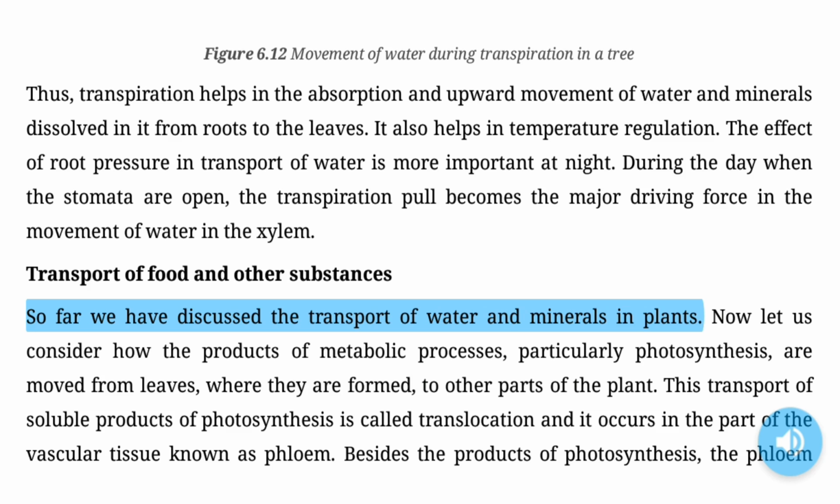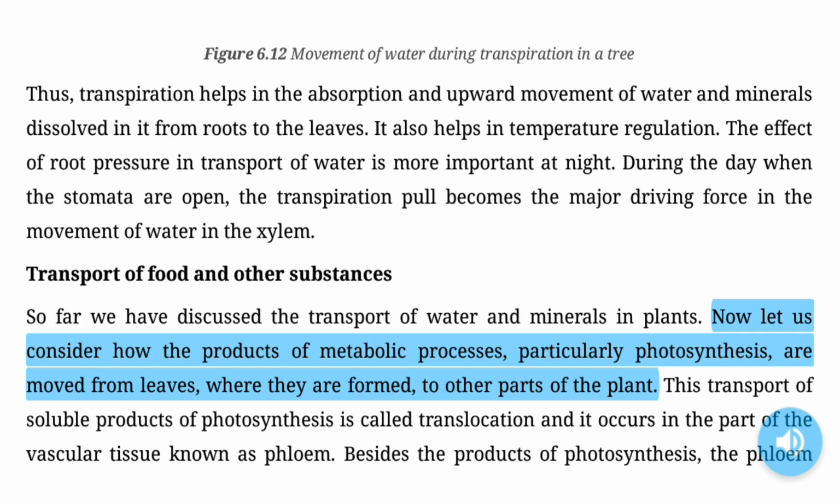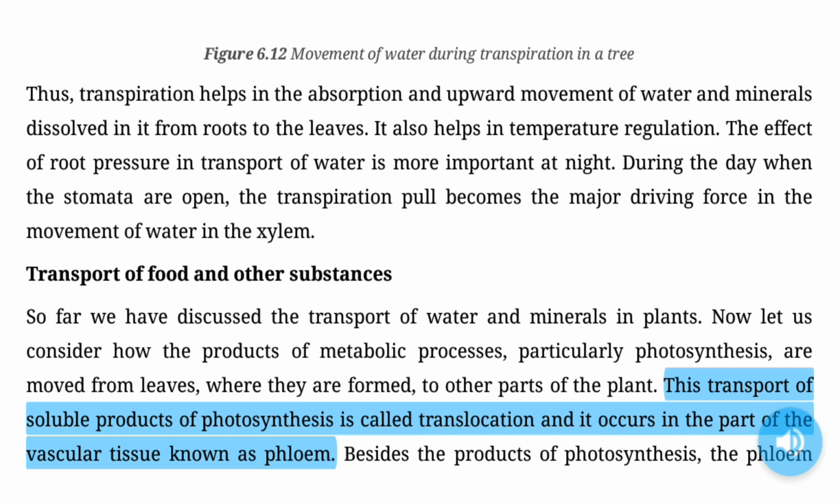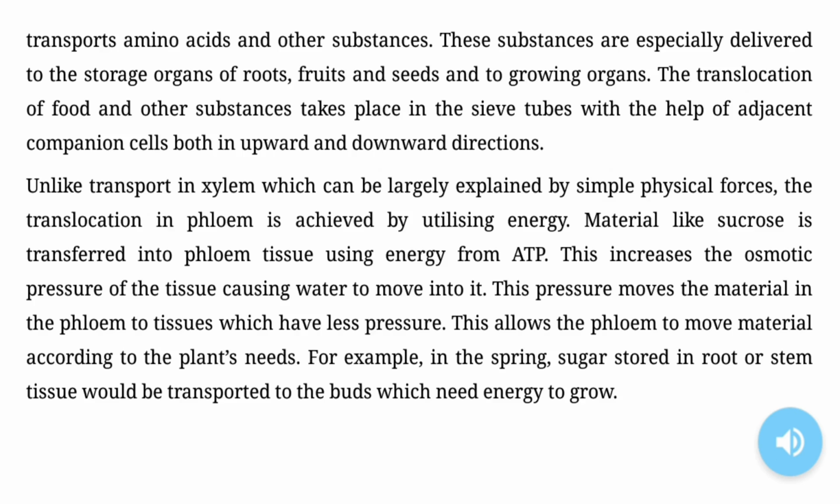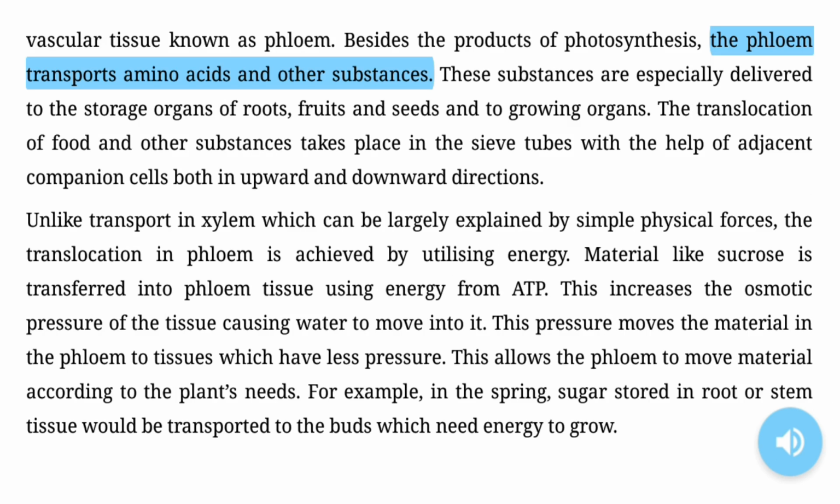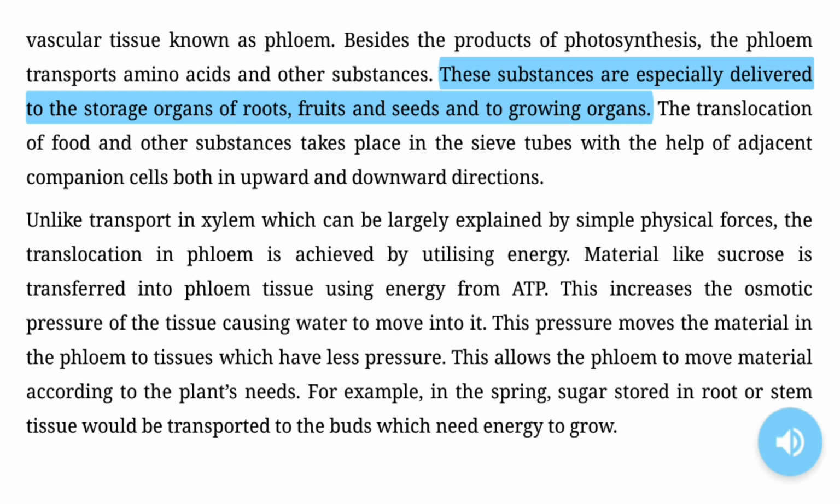So far we have discussed the transport of water and minerals in plants. Now let us consider how the products of metabolic processes, particularly photosynthesis, are moved from leaves, where they are formed, to other parts of the plant. This transport of soluble products of photosynthesis is called translocation, and it occurs in the part of the vascular tissue known as phloem. Besides the products of photosynthesis, the phloem transports amino acids and other substances. These substances are especially delivered to the storage organs of roots, fruits and seeds and to growing organs.